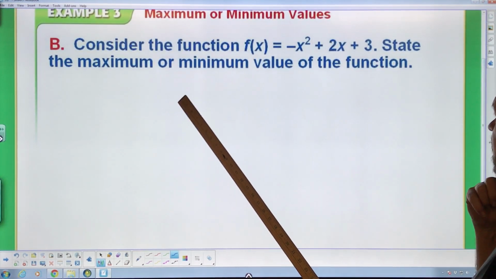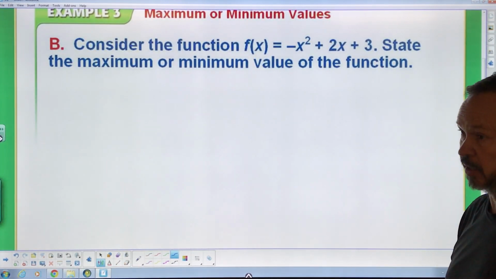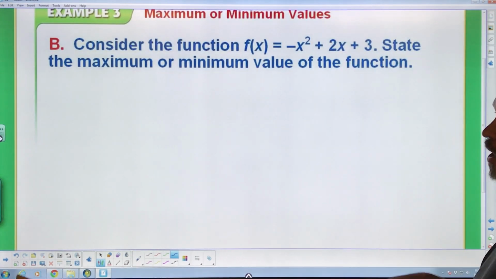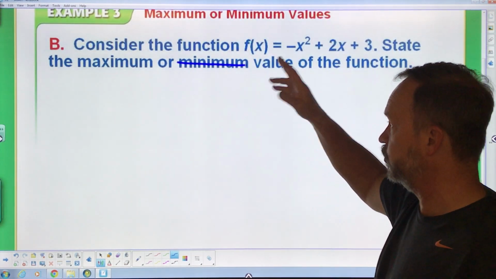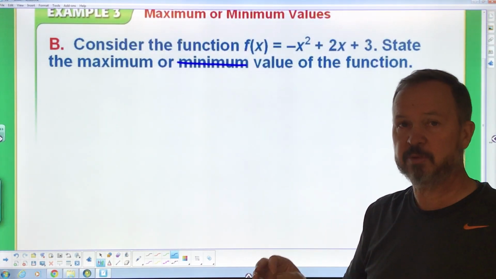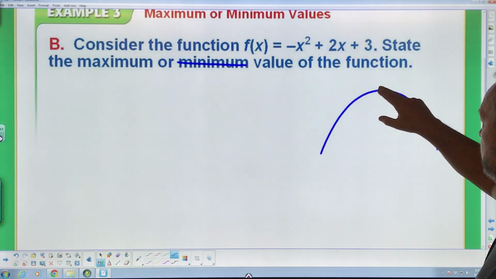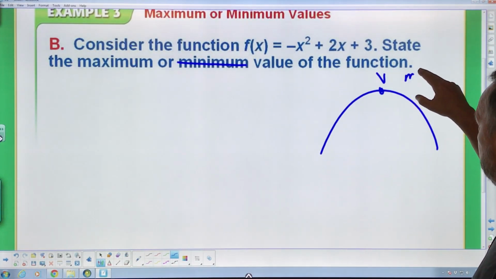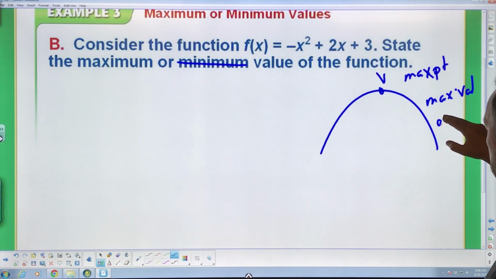It says consider this, state the maximum or minimum value. Okay, so we know there is a maximum because a is negative, it means it opens down, so we know there is a maximum point. What is the maximum value? We're not even looking for a minimum because we already know there's a maximum. So we're looking for the maximum value. The maximum value occurs at the maximum point, which is the vertex. Am I clear on that? The top of the parabola is the vertex, which is the max point, and it contains the max value as the y. Is that kind of clear?